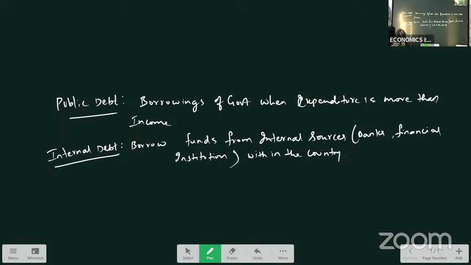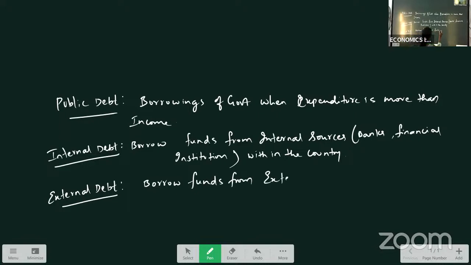Okay, next we have external debt. External debt means what here? When the government borrow funds from external sources. External sources means what? Like we have IMF, International Monetary Fund, World Bank. When the government borrow the funds from external sources, that is IMF, International Monetary Fund, and the World Bank, such debt is called as external debt.